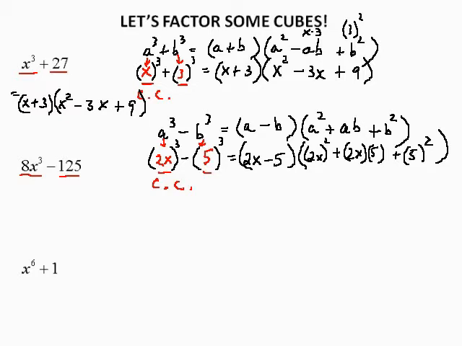Now, ladies and gentlemen, let me warn you of one more thing here. Never, ever change the signs in here. Never change them. Because a lot of students will see this minus in front of here in blue, let me bring it out here, and they'll go, that's a minus 5. No, A is 2x. B is 5. All right, the minus is part of the formula there.